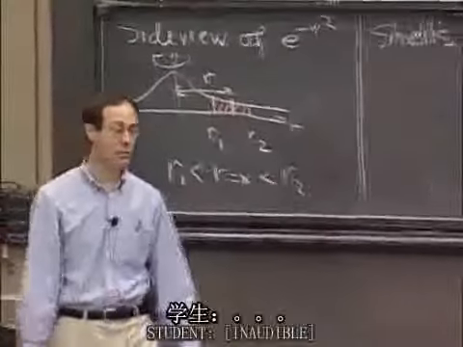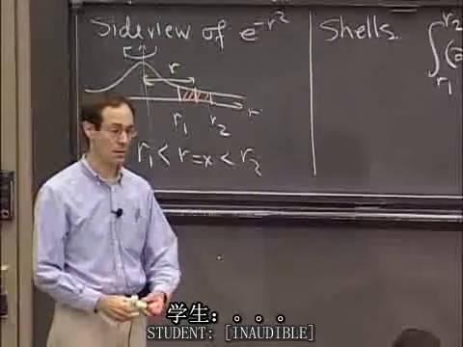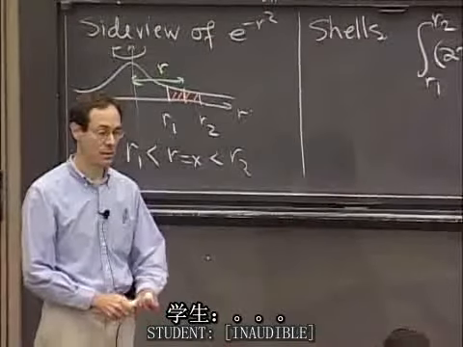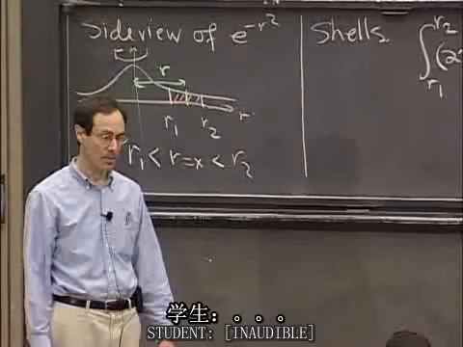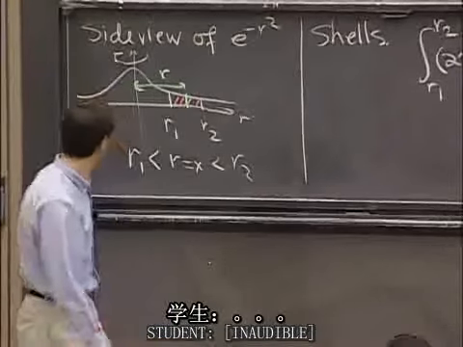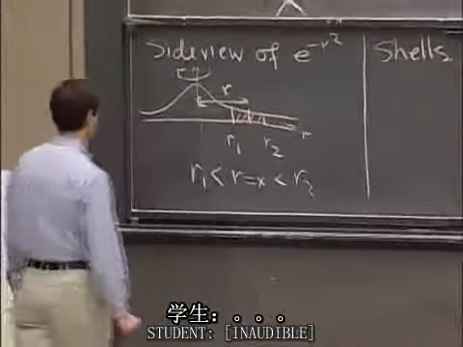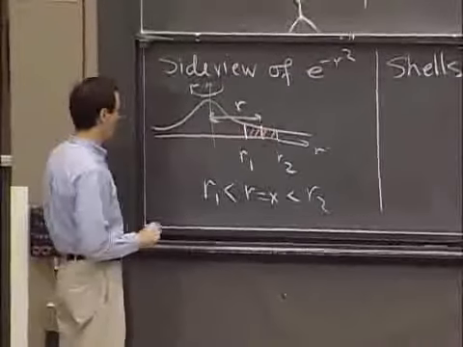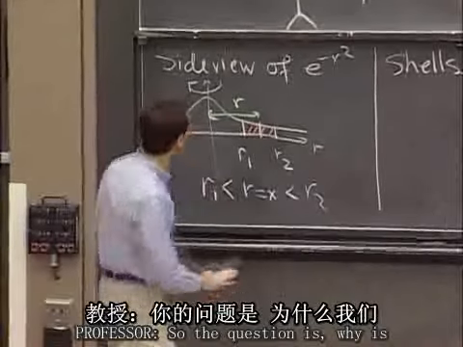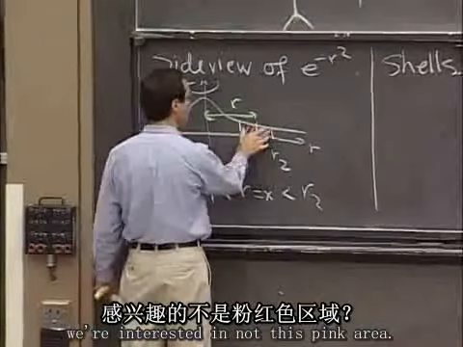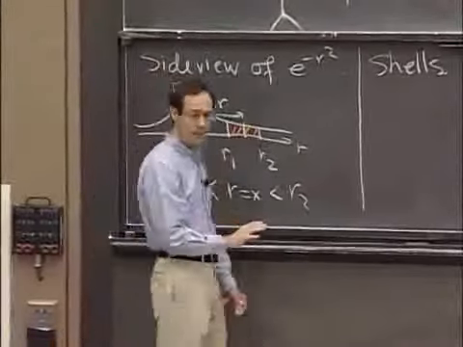Question? Why are we using the volume? My intuition would be to just find the area, that pink area, because that's the probability that the dart will land between R1 and R2, no? So the question is, why is that what we're interested in, not this pink area?